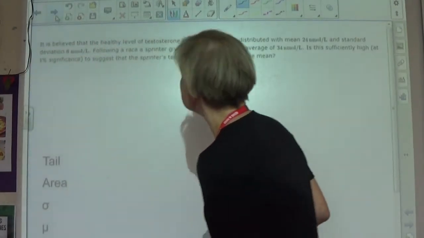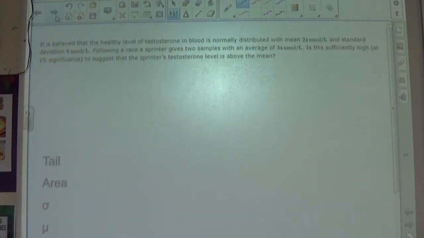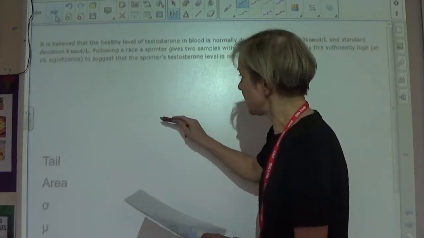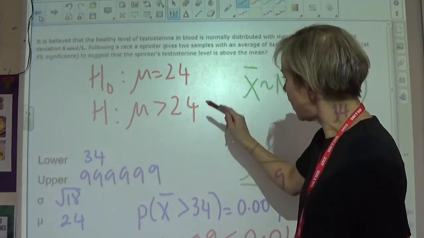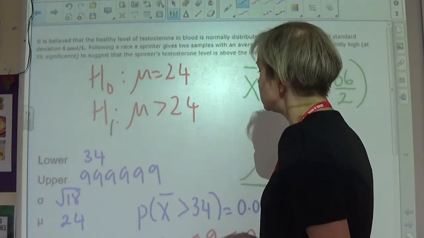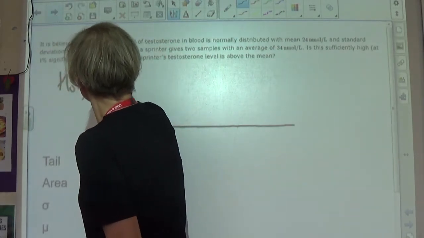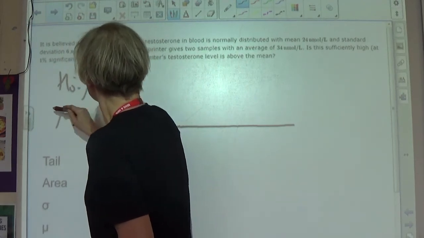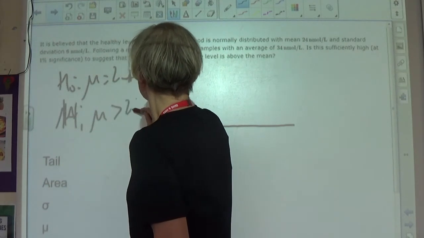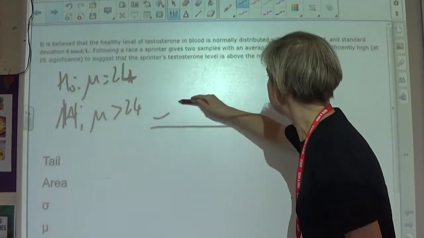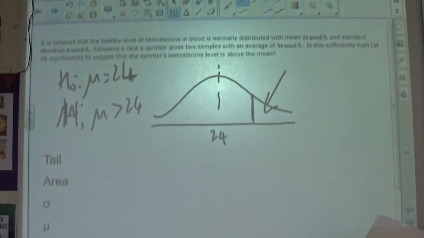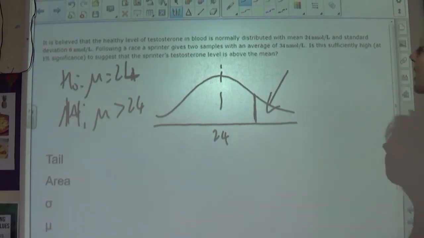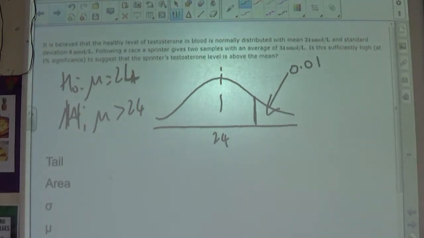Right, if you are going to do this with critical regions, you would have exactly the same null and alternative hypothesis. You have exactly the same distribution. If you go back and have a quick look, you've got mu is 24 as your null, and your alternative is mu is greater than 24. So you're going to visualise your critical region. There's your mean. Here's your critical region. And if you look at your level there, you are looking at 1%.